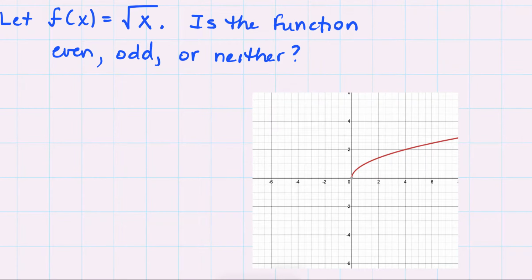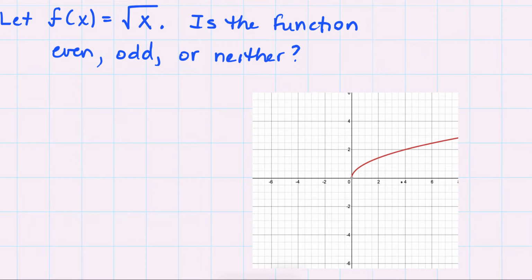I want to go over one more example of a function that's either even, odd, or neither even nor odd. Then after that, I want to talk about increasing, decreasing, and constant functions. So let's say we have the function f of x equal to the square root of x. Is this function even, odd, or neither?